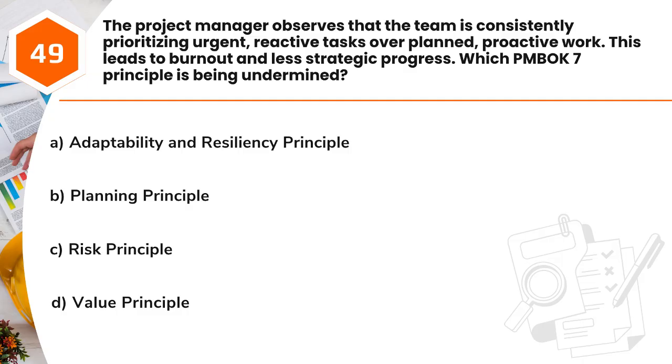Question 49. The project manager observes that the team is consistently prioritizing urgent, reactive tasks over planned, proactive work. This leads to burnout and less strategic progress. Which PMBOK 7 principle is being undermined? A. Adaptability and resiliency principle. B. Planning principle. C. Risk principle. D. Value principle.